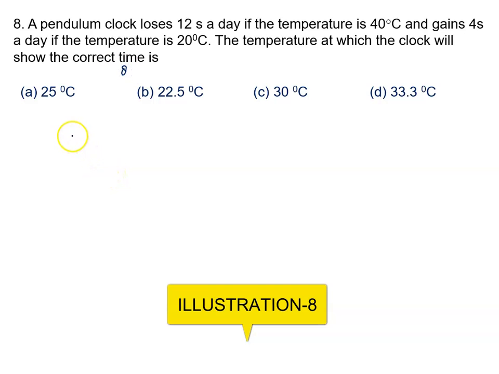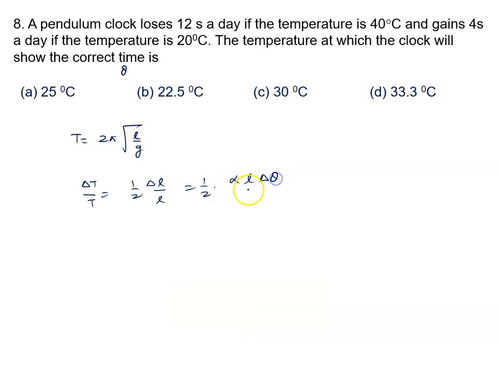We know the time period of the pendulum is given by T equal to 2 pi root L by g. It means delta T upon T can be written as 1 by 2 delta L upon L. Delta L is alpha L into delta theta, the change in temperature, so delta L upon L is alpha delta theta. So delta T upon T equals half alpha into delta theta. Now we will discuss the first situation.